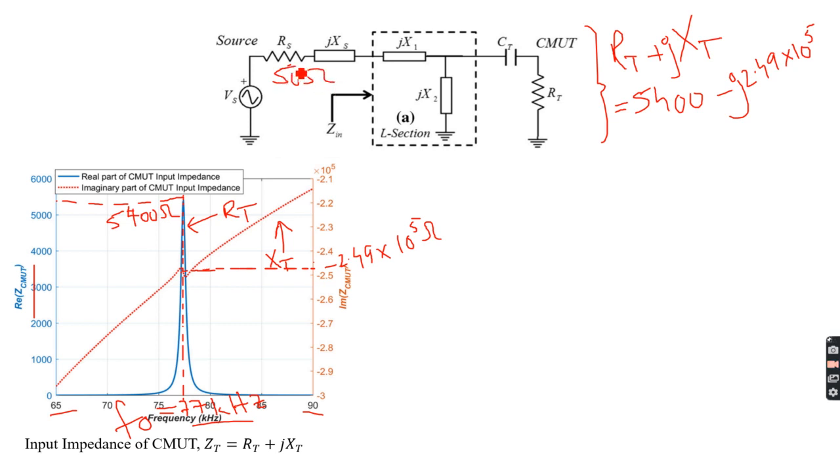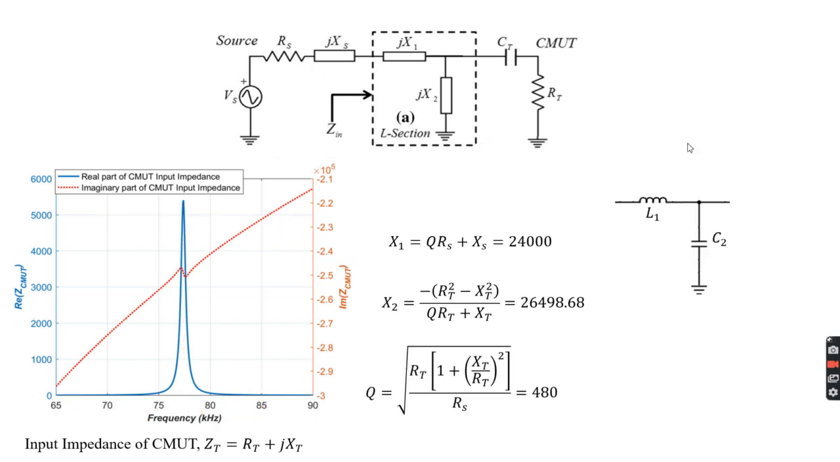I have to match it. So in order to maximize the power transfer, I can't have a maximum power transfer if there is an impedance mismatch. That's where the matching section comes in. So what is the next step? The next step is to evaluate the components. Okay, what are the components?